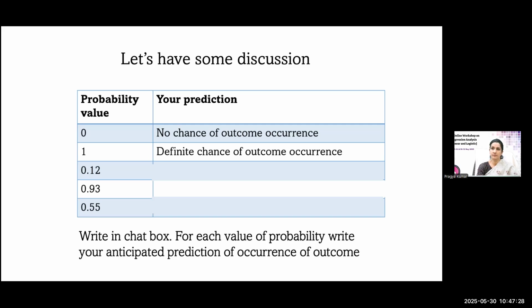Yes? All of you, please write in the chat box. Okay, so yes, you agree. Now, if the predicted probability is 0.12, what will you say? That that particular outcome will occur or won't occur? If the predicted probability is 0.12, what will you say? It will occur or it won't occur?